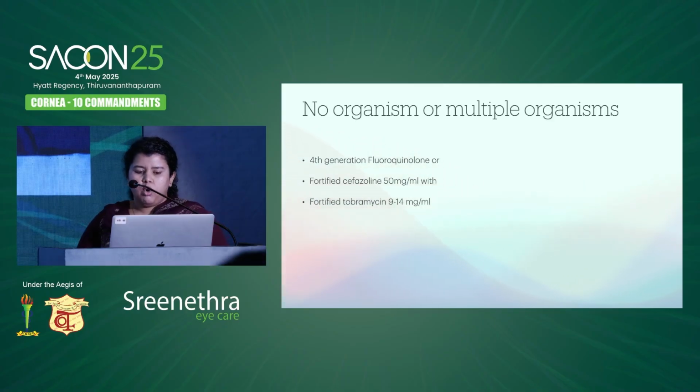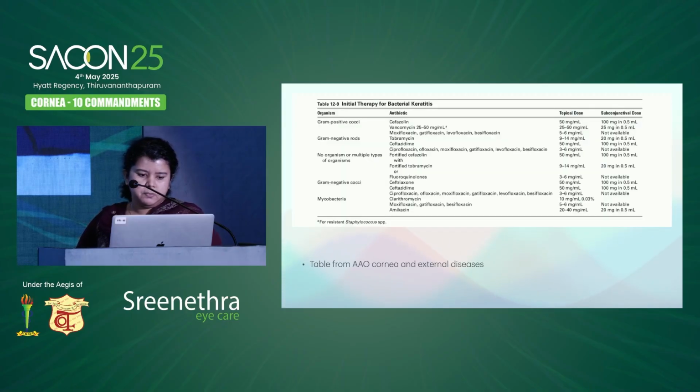In case you get no organisms or multiple organisms, you can start the patient on 4th generation fluoroquinolones or fortified cefazolin, which works on gram-positive, along with fortified tobramycin, which acts on gram-negative organisms.